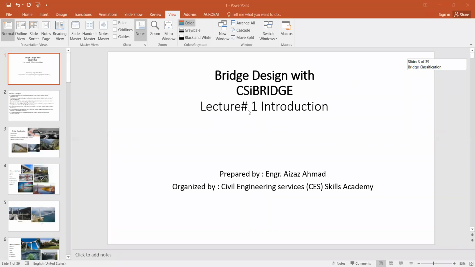Okay, so today is our first lecture. As you can see, the name of the course is Bridge Design with CSi Bridge. As I said previously, our focus will be on the software, and we will also discuss some basic theory while proceeding with the software. But our main goal of this course is to discuss the software modeling and designing of bridges with software.